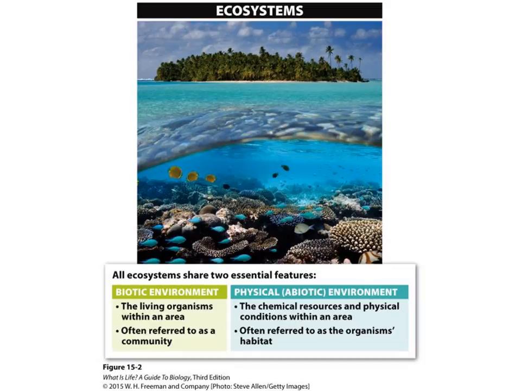The biotic environment consists of all the living things within an area, and that part is usually the community. And then the abiotic environment refers to the organism's habitat, which consists of the chemical resources of the soil, water, and air, such as carbon, nitrogen, phosphorus. And then it also includes the physical conditions, such as the temperature. Biologists view communities of organisms and their habitats, so these biotic and abiotic things, as systems, in much the same way that engineers might. So that's why we call it an ecosystem.